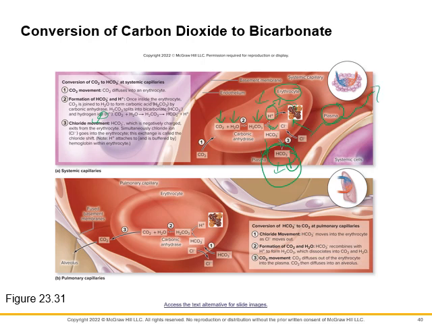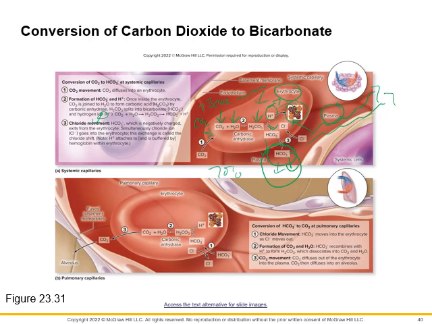So do we still have 7% CO2 dissolved in the plasma? Yes. Is some of the CO2 going to stay directly bound to the hemoglobin? Yes. 70% is going to go through this process of creating carbonic acid and then breaking down into bicarbonate, and that bicarbonate is going to travel in the plasma.